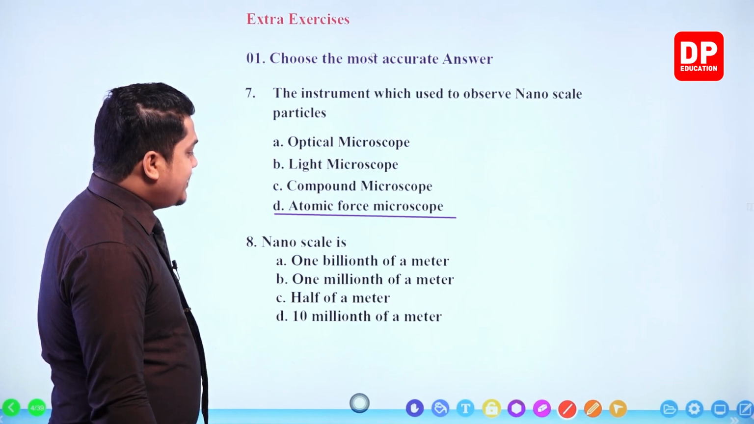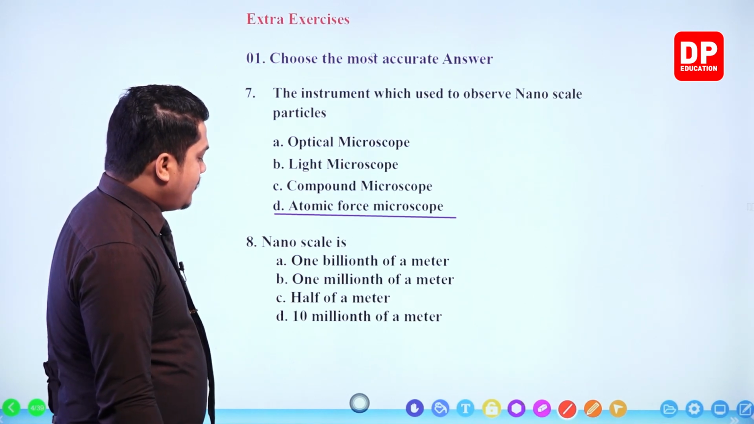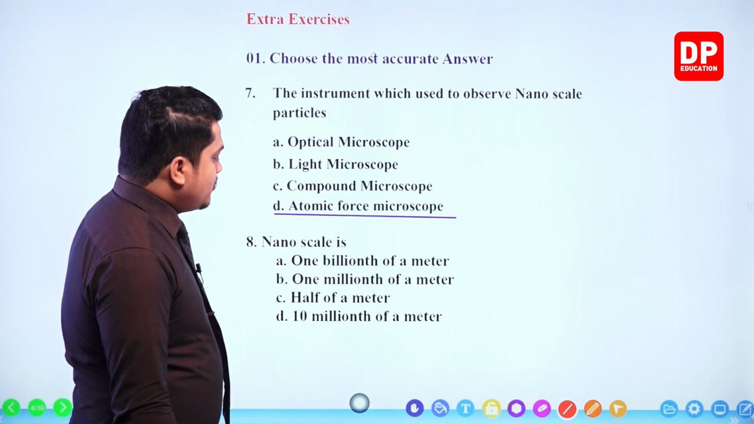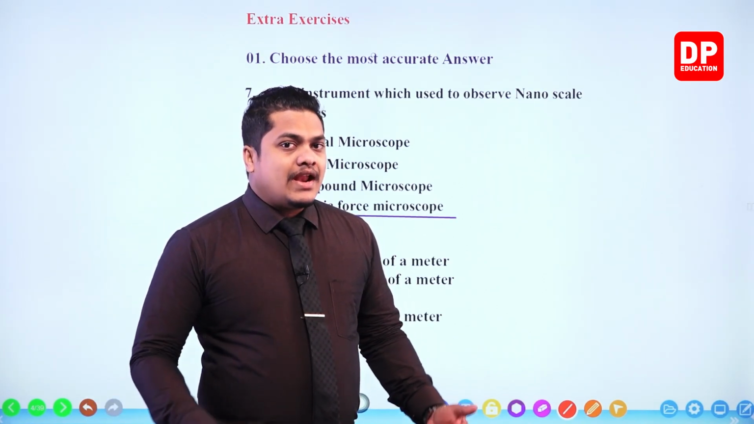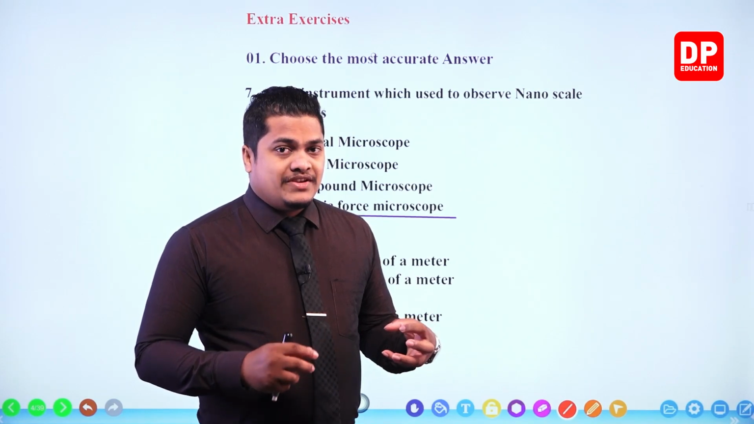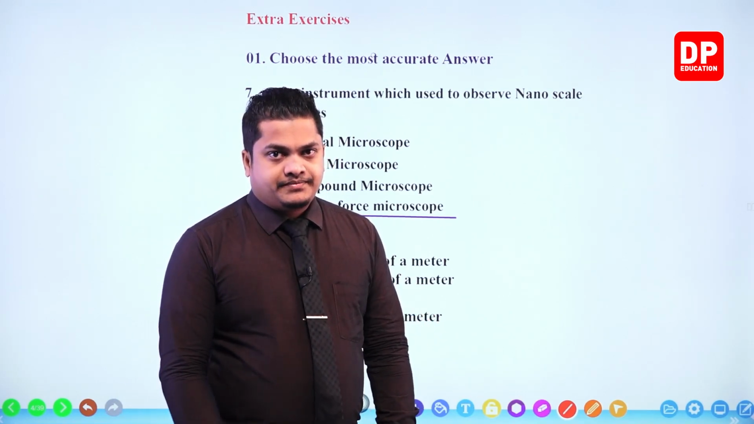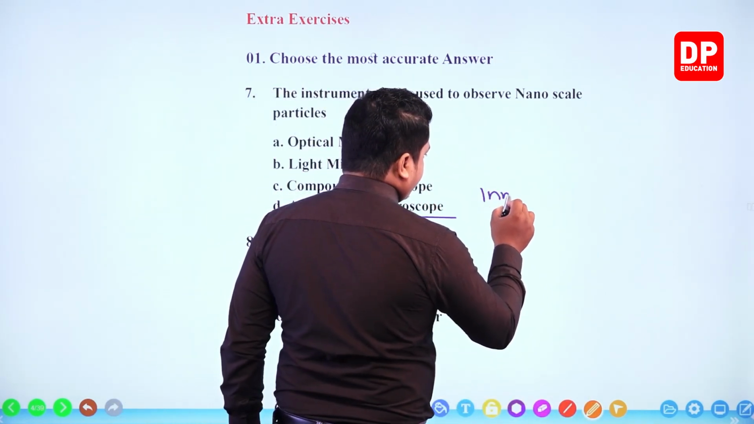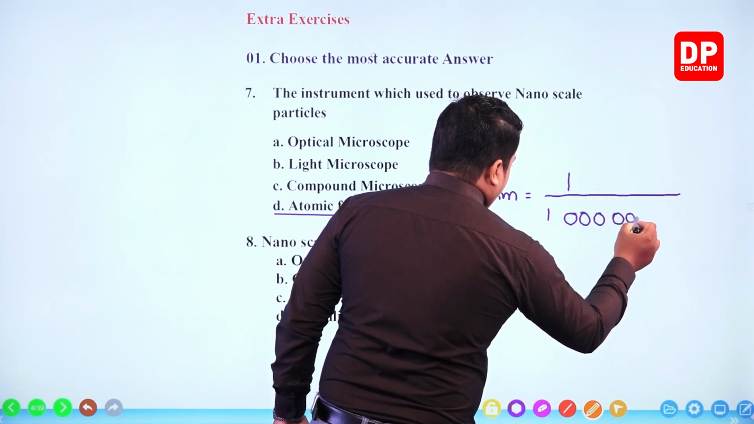Nanoscale is: 1 billionth of a meter, 1 millionth of a meter, half of a meter, or 10 millionth of a meter. So, my dear children, when you take 1 nanometer, the nanoscale is going to refer to it, right? So nanoscale is 1 billionth, not millionth, it should be billionth. Here we are discussing the scale of 1 billionth of a meter. In simple terms, 1 nanometer is equal to 1 over 1 billion, okay? Not million, but billions.